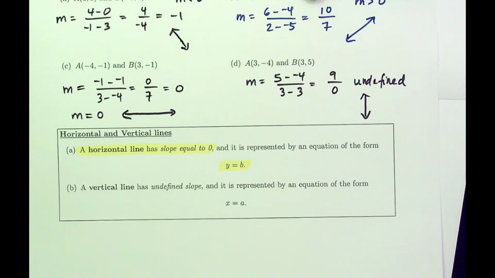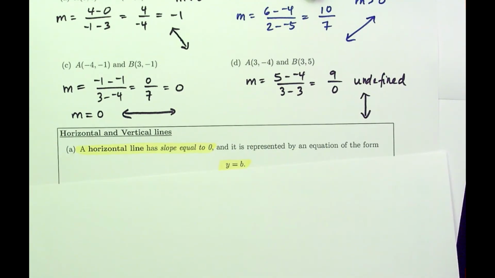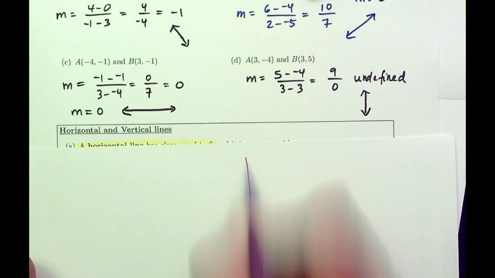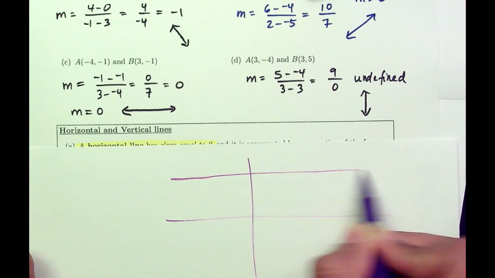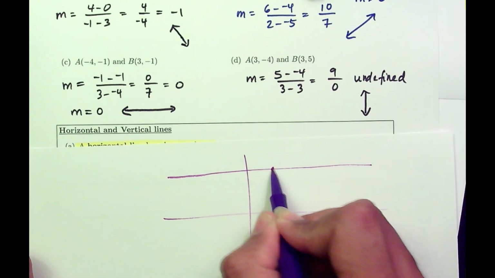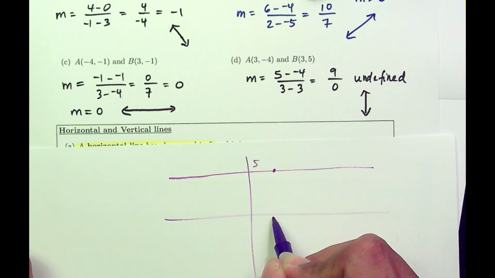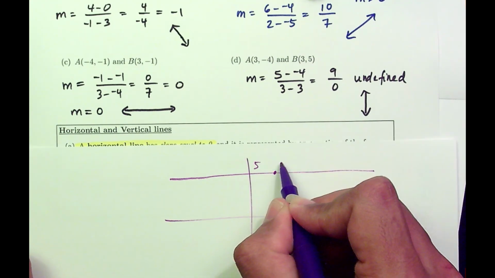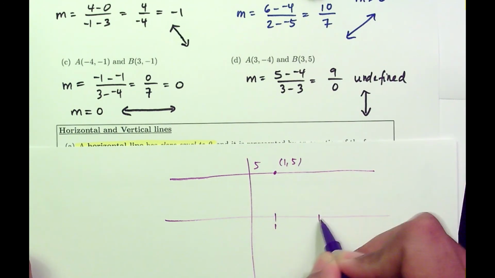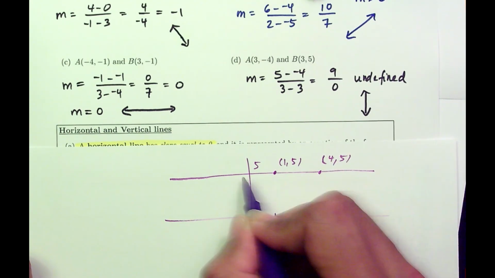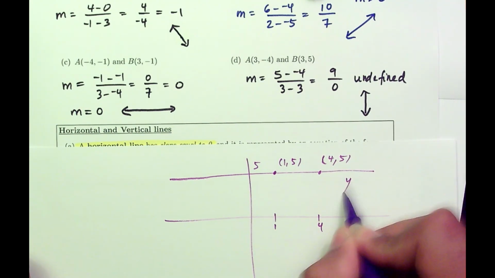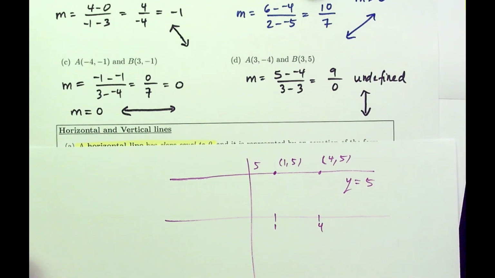That means the y is the same all the time. So if y equals 5, all the y coordinates would be exactly the same. The x coordinates are different. So for example, let's say this is 1, so the coordinates of this point would be 1, 5, and then let's say this is 4, that would be 4, 5. So you see, they are the same height, so the y is always the same. That line would have equation y equals 5.